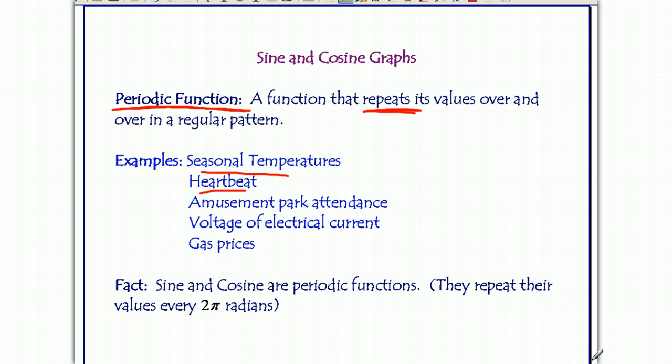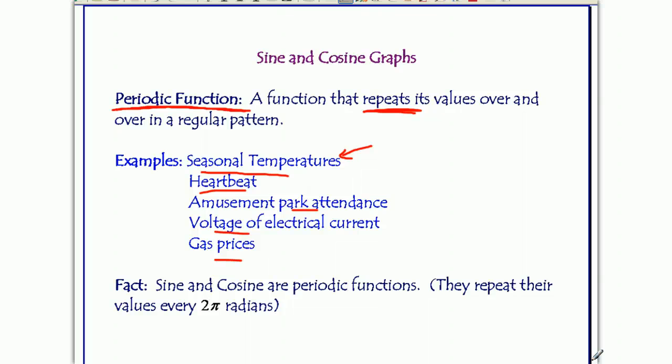Temperature, heartbeat, amusement park attendance, voltage, gas prices, all these things repeat themselves over time. Because with temperature, I don't know if you guys have ever noticed, but about November, December of every year, it starts to get cold. And it happens every single year. You get this periodic repetition of temperature. It gets cold, then it gets hot again in May, June, July. Then November, December, January, it gets cold. And it repeats every single time like that.